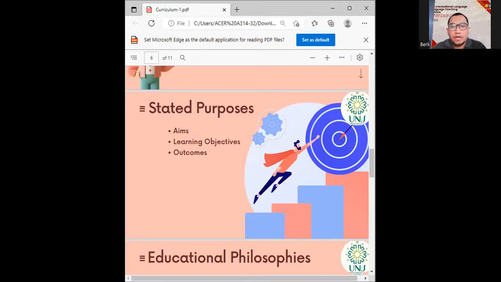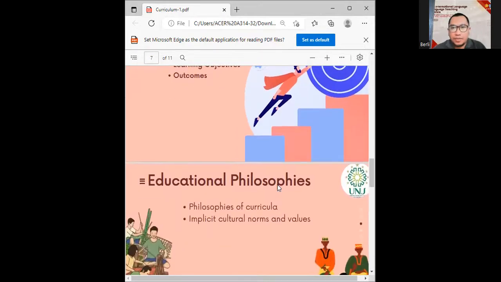In terms of outcome, both countries try to improve their students' communicative skills in terms of daily communication or daily situations in their school. Okay, that's for the stated purposes.